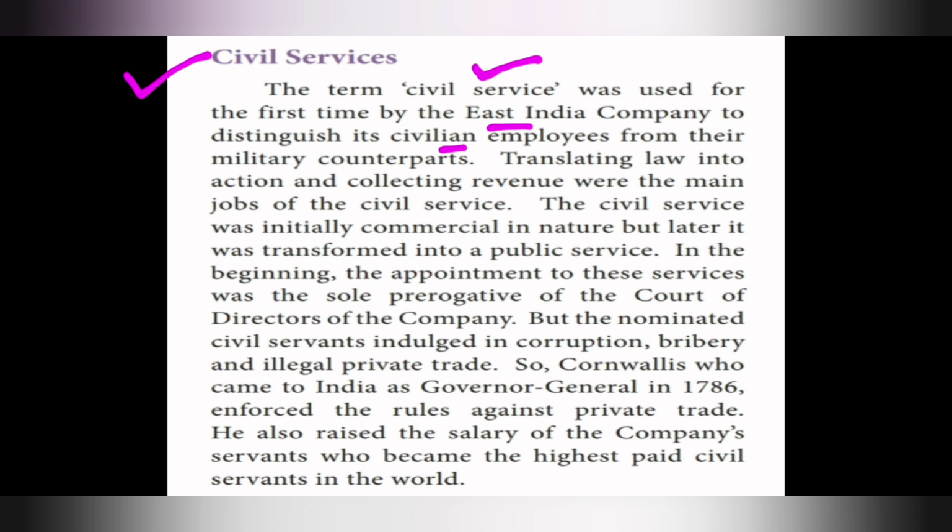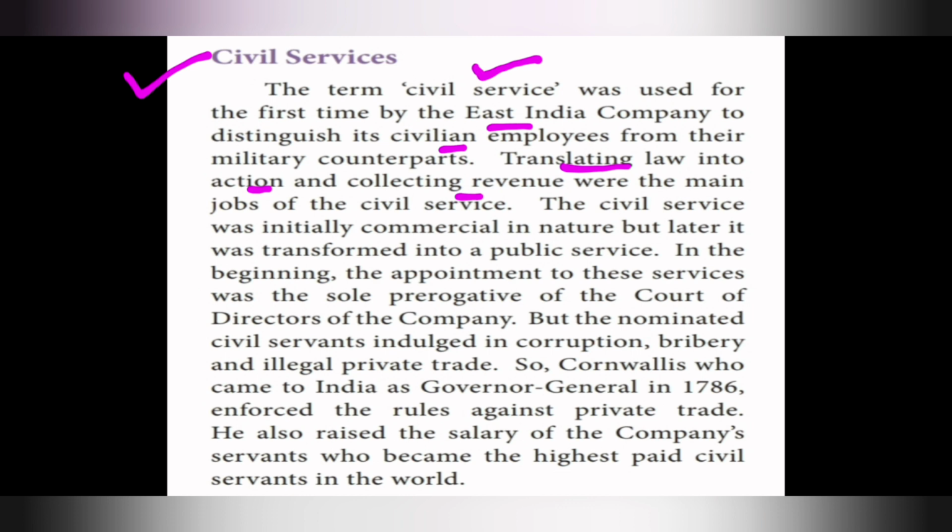Translating laws into action and collecting revenue were the main jobs of the civil service. What were the main jobs? Translating law into action. If the law is there, they will be implementing it in action. And another one is collecting revenue, collecting income. That was the main job of civil service employees.